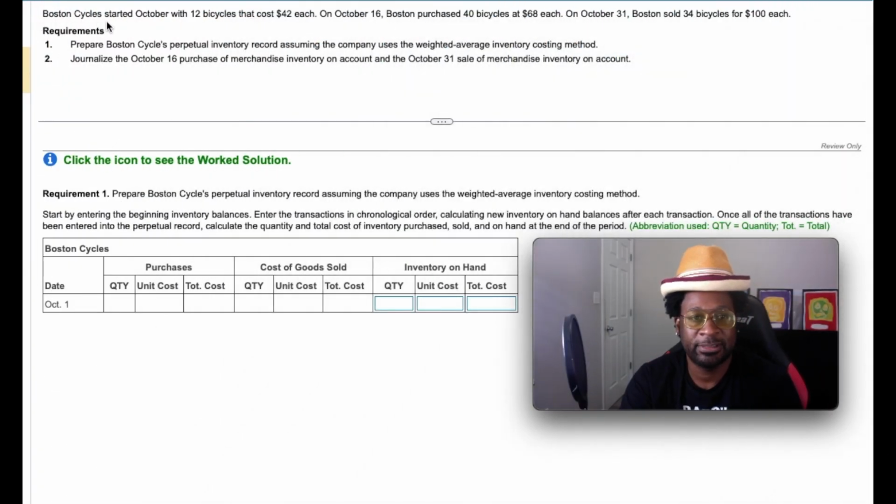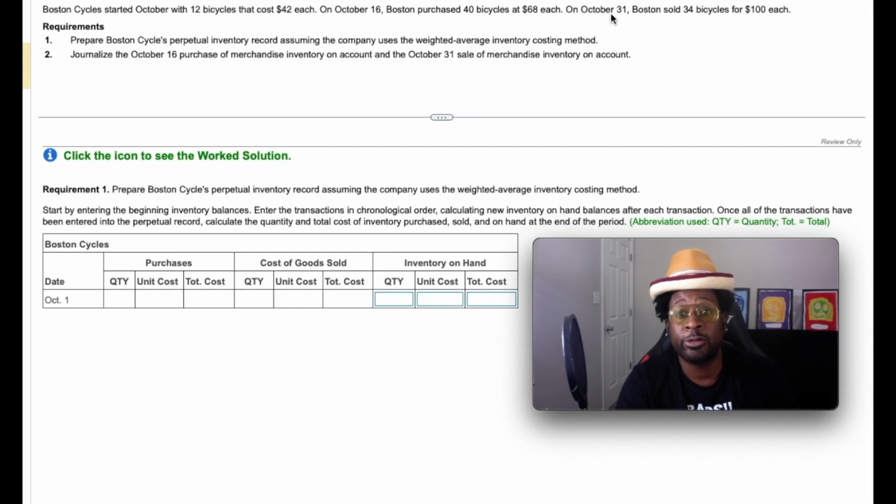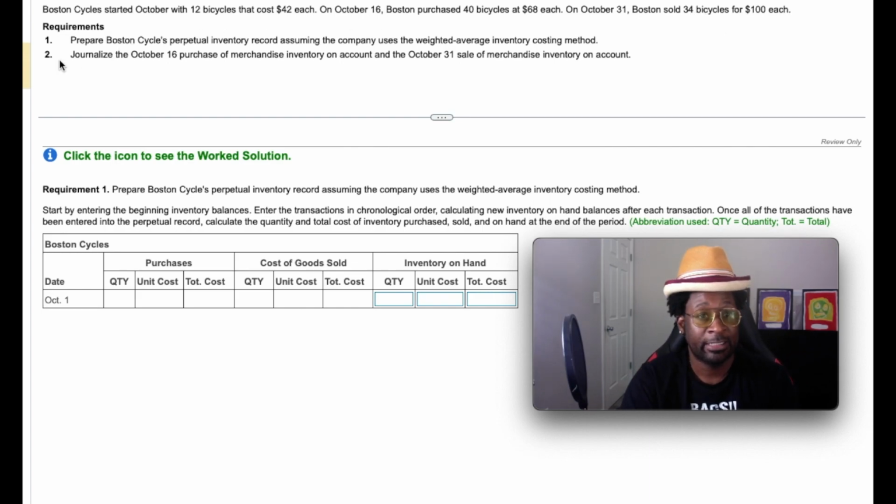So it tells us that Boston Cycle started October with 12 bicycles that cost $40 each. On October 16, Boston purchased 40 bicycles at $68 each. On October 31st, Boston sold 34 bicycles for $100 each. They want us to prepare Boston Cycle's perpetual inventory record, assuming the company uses the weighted average costing method, i.e. average cost. And they want us to journalize the October 16th purchase as well as the October 31st sale of merchandise inventory.